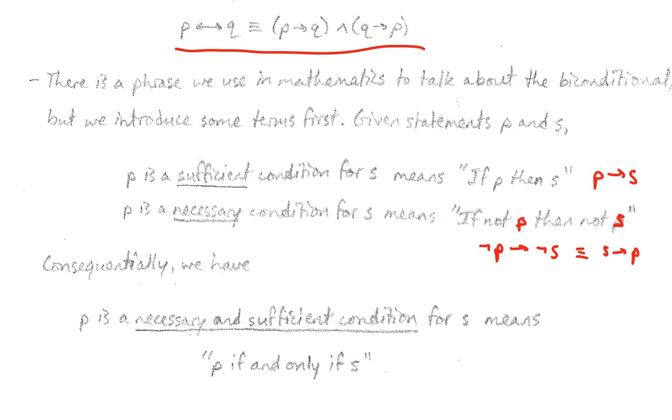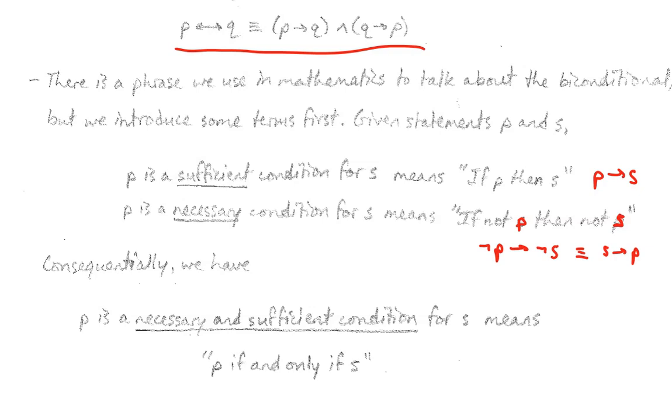Now there was a righto in my notes. I had written if not S, then not P. That is a righto. It should be if not P, then not S. So if you're printing off the notes, be sure to make that change.